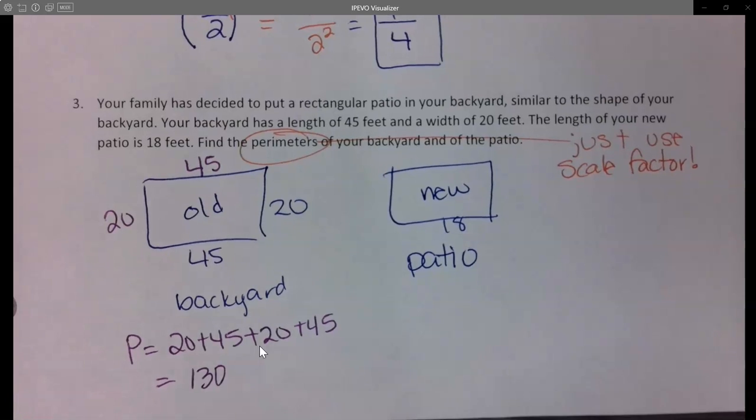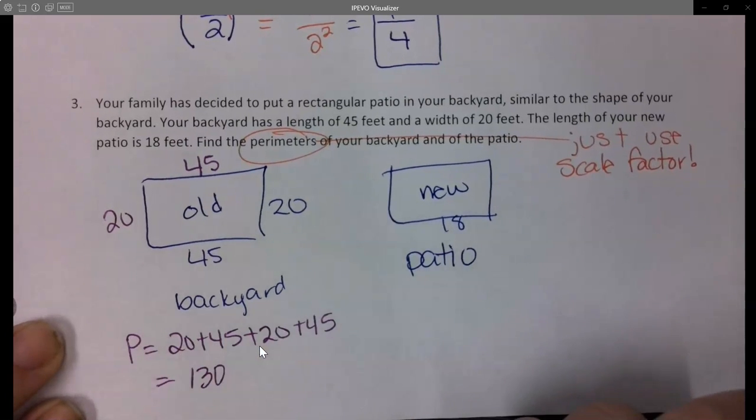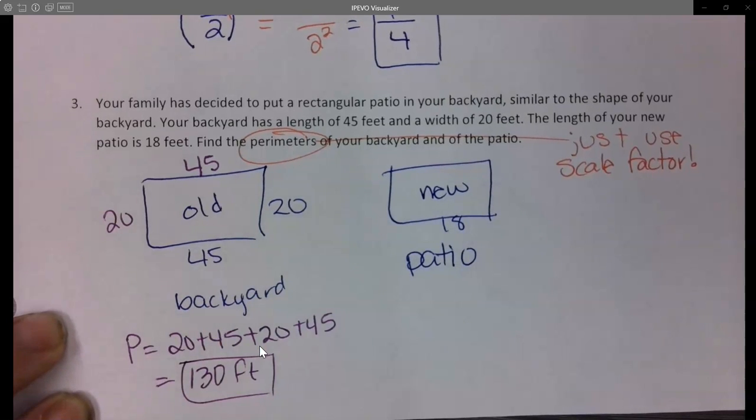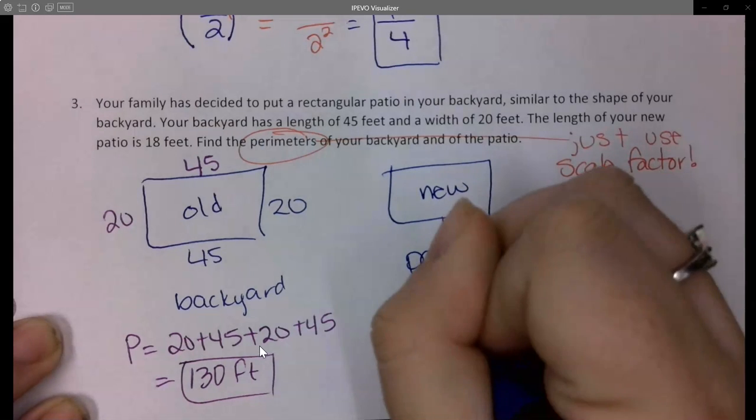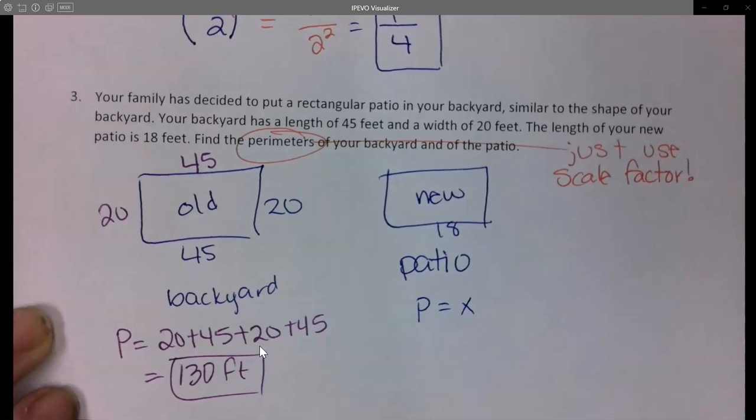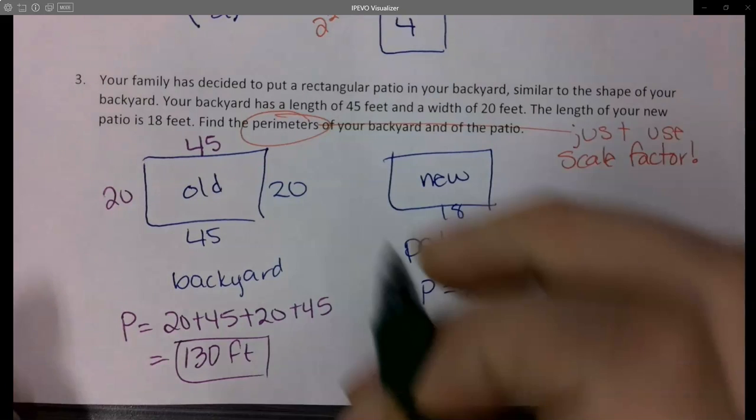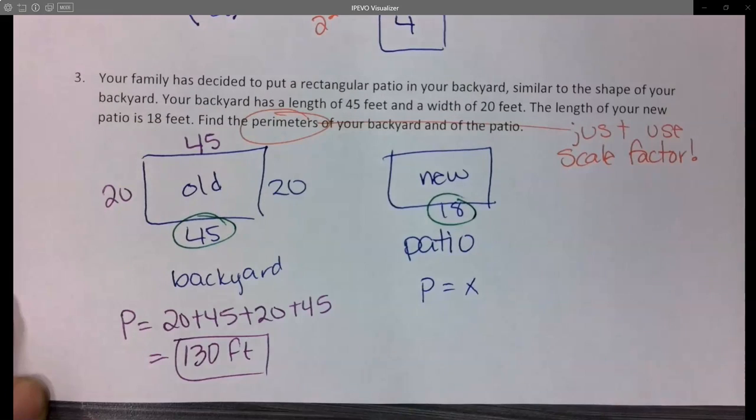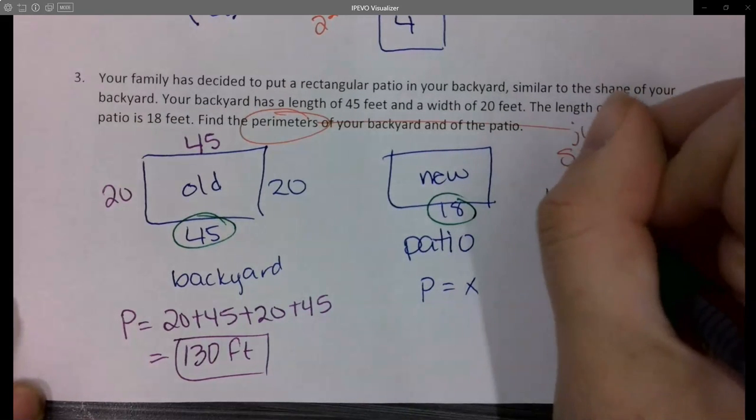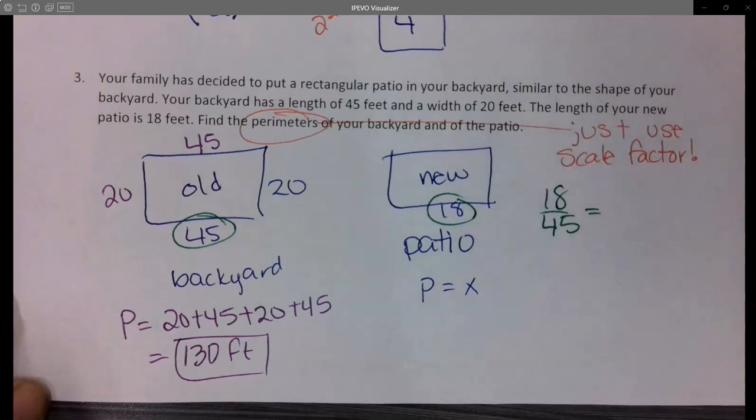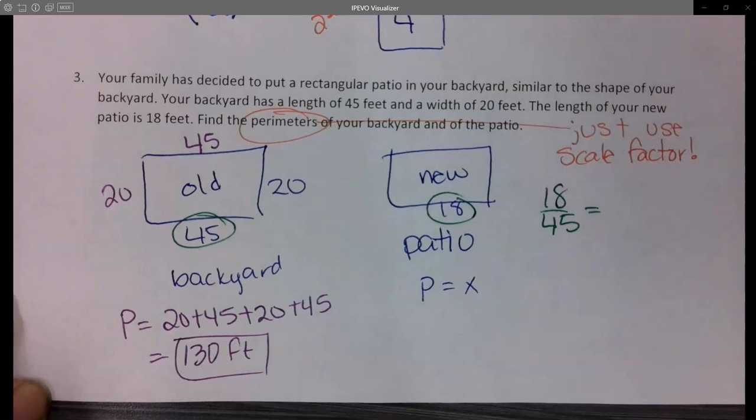So now that I have the perimeter of the backyard, this was what? Feet. That's one part of my answer. It wants me to find the perimeter of the patio. So I don't know this one. This one is going to be X. My scale factor here is new over old. So I want to do the two sides that are the same. So I'm going to do 18 over 45. And then I'm going to match them up to my perimeters. So I have X and 130.